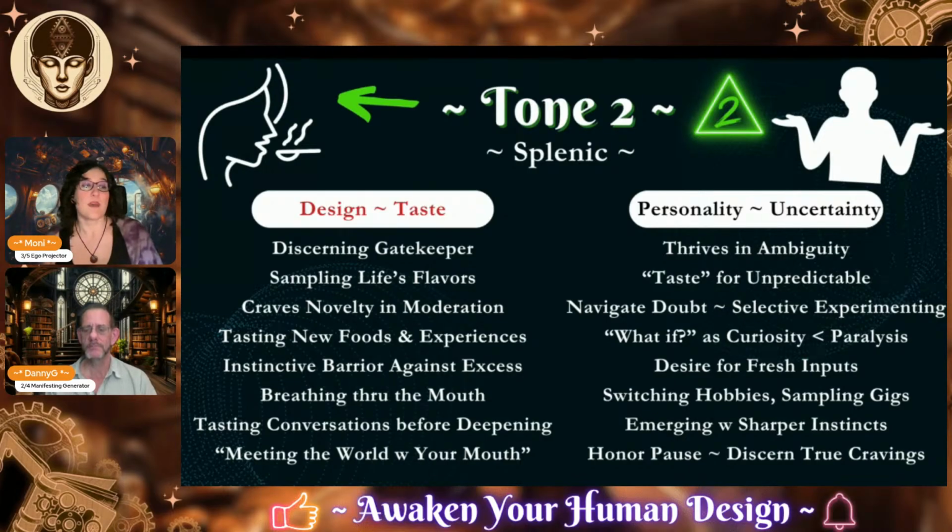They navigate doubt by selectively experimenting, asking what if as a curiosity more than as a paralysis. They have a desire for fresh inputs. They may switch hobbies and sample different gigs and emerge with sharper instincts. Honor the pause and discern your true cravings. I love the combination. The instincts and the taste, guys, they work together. Smell and taste go together, just period. So leave them together. The taste seems like mental business, but it's not down here, not yet.